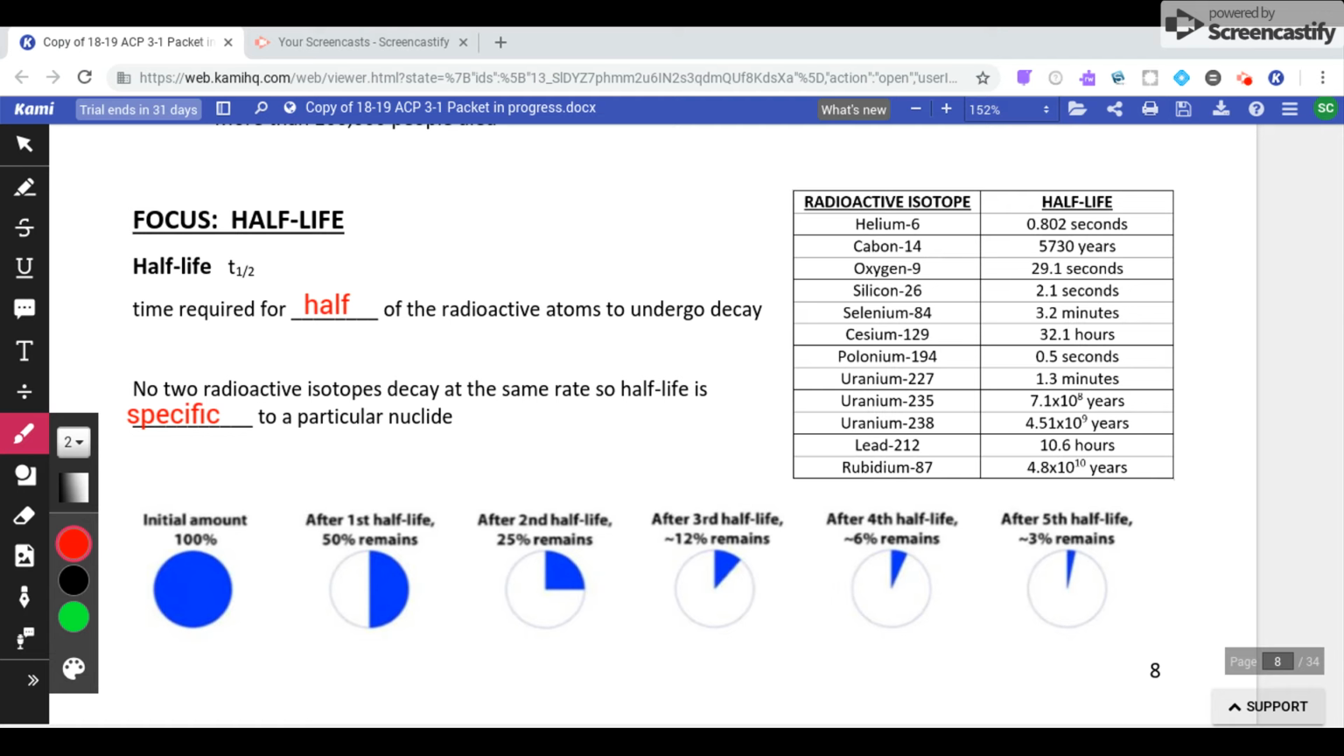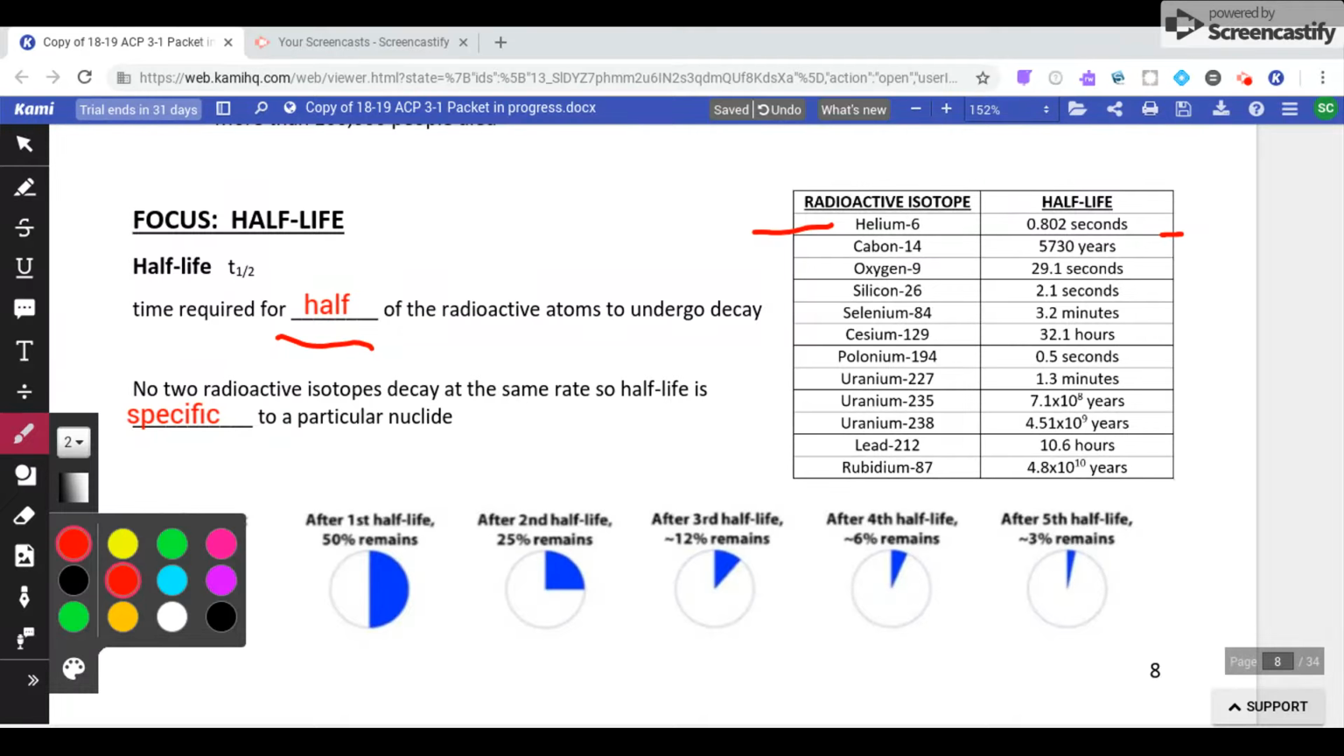All right, so we're going to talk about half-life. Now, half-life is the time required for half of the radioactive substances or radioactive atoms to undergo decay. So imagine, we'll use this first example here. Imagine that you had 100 grams of helium-6. It would take 0.802 seconds for that 100-gram sample to decay so that you only have 50 grams left.